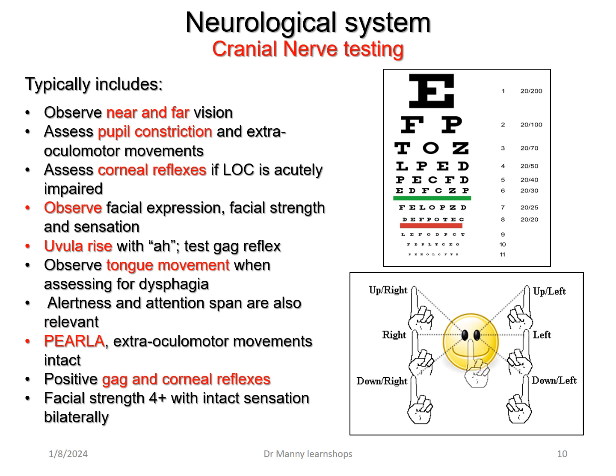When we test the cranial nerves, typically now it includes observing near and far vision, assessing pupil constriction and extraocular movements, assessing the corneal reflexes, especially if the level of consciousness is acutely impaired. You observe facial expression, facial strength, and sensation. You can observe the uvular rise with the gag reflex test. You can observe tongue movements when assessing for dysphagia.